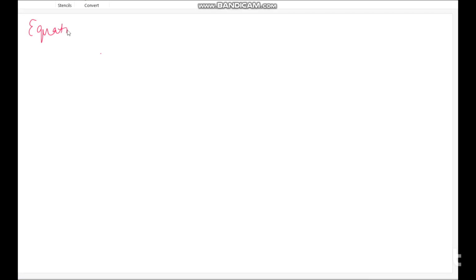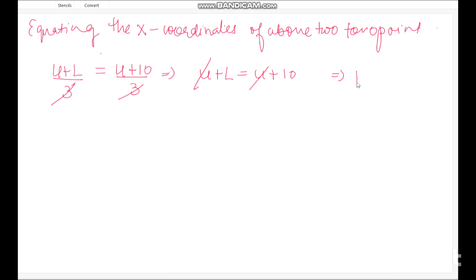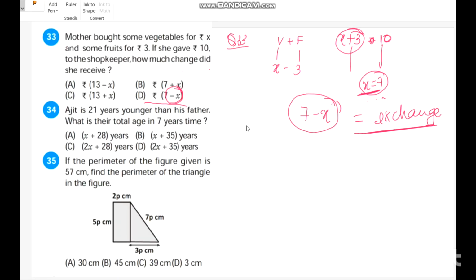What I will say is that equating the x coordinates, I am equating the x coordinates of the above two, which we got from point O. So what I will get: U plus L by 3 is equal to U plus 10 by 3. This implies that U plus L is equal to U plus 10. Because the 3 cancels and U cancels, this implies that L is equal to 10. So I will say easily that DC is equal to 10 centimeter. Okay, that is the answer to the 34th question.